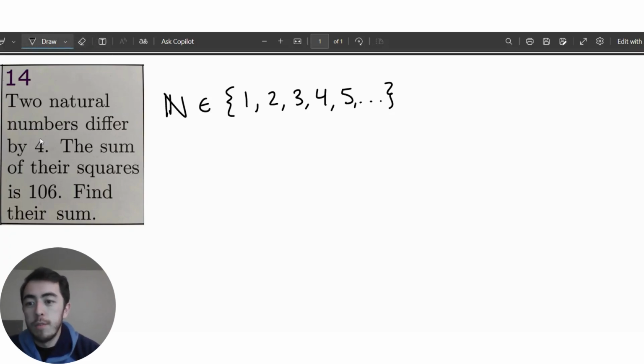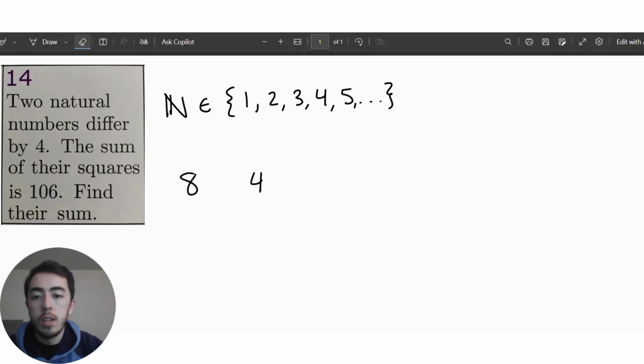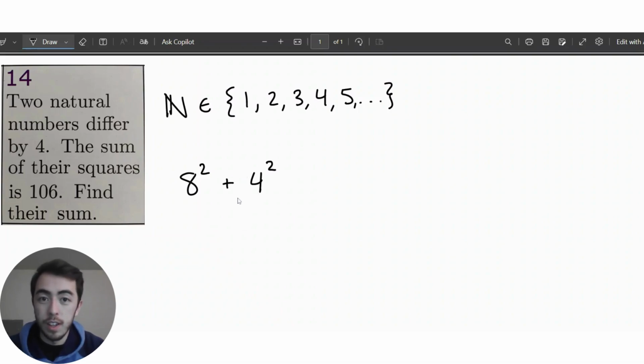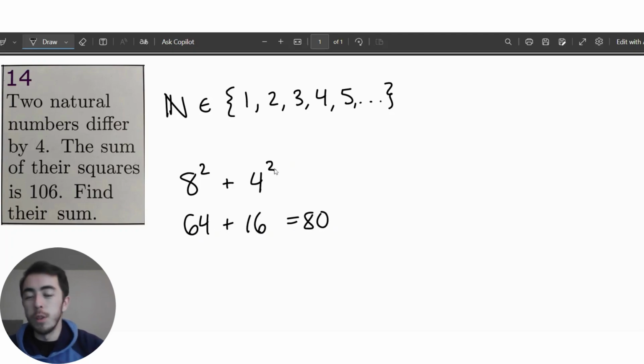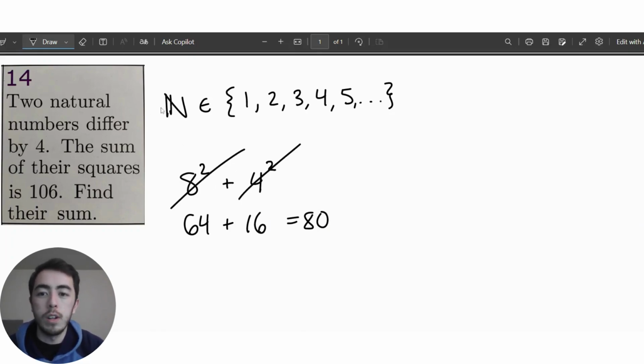When they differ by 4, that just means their difference is 4. So like 8 and 4 differ by 4. And when it says the sum of their squares is 106, that means that I should try squaring both of these numbers and add them up because it's a sum and see if it matches 106. Now 8 times 8 is 64 and 4 times 4 is 16. So together this makes 80, which is a little bit too low. Doesn't really hit 106. So I know that 8 and 4 don't work.